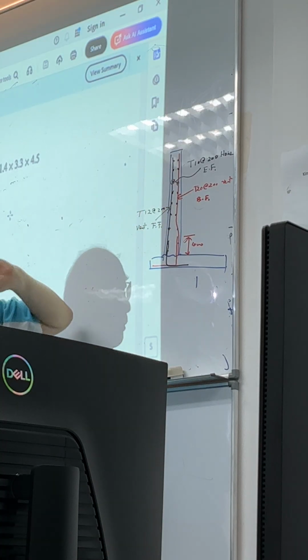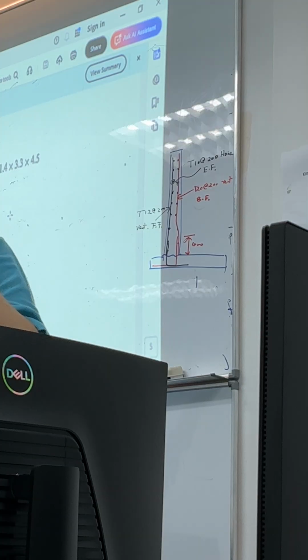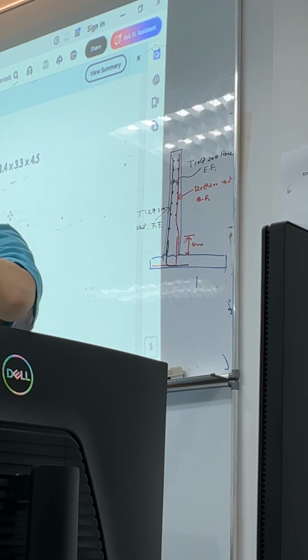So here you know how to do this one. How about here? How do you determine? Normally the minimum steel for temperature and shrinkage is what? 0.25%. This is given in the code. Do you know where it is? 0.25%. You don't know.